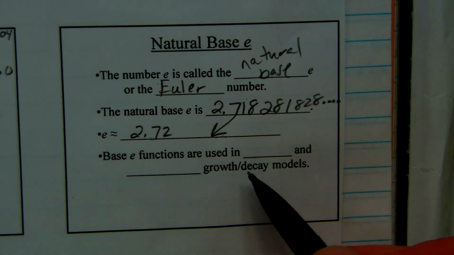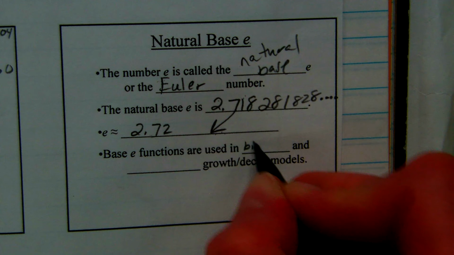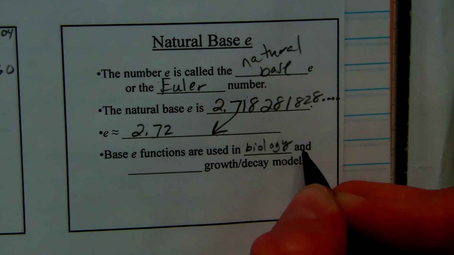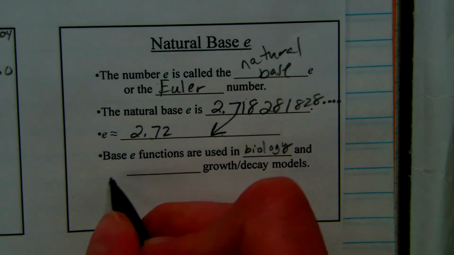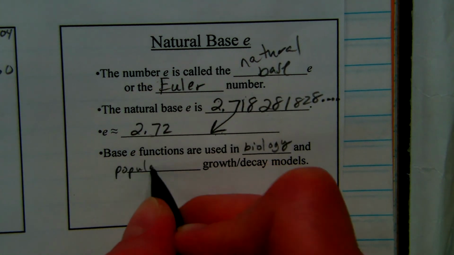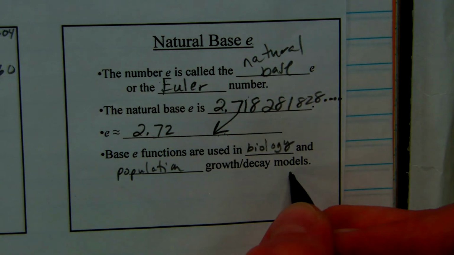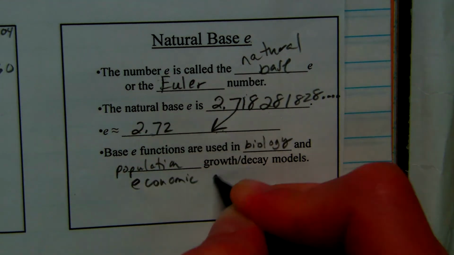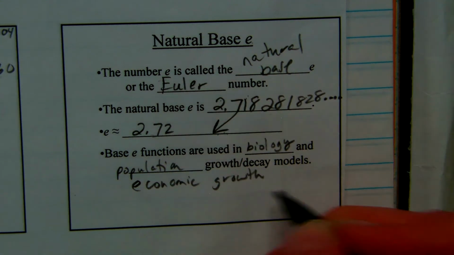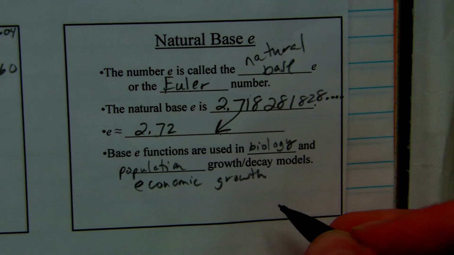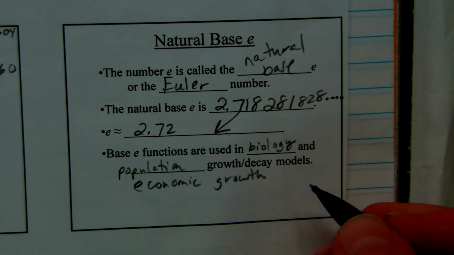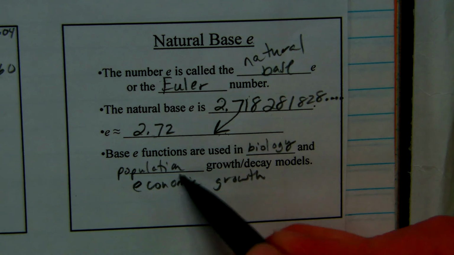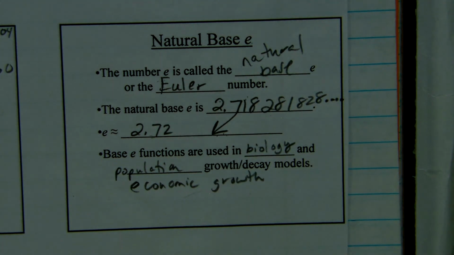Base e functions are used a lot in biology, which we'll see later in this unit. We sometimes use them in population growth. Wait, are we doing biology and math? Population growth, and it's also used for economic growth. What we're going to use it for today is continually compounded interest. We're going to use e for a lot of things. This is just the lesson I introduce it.